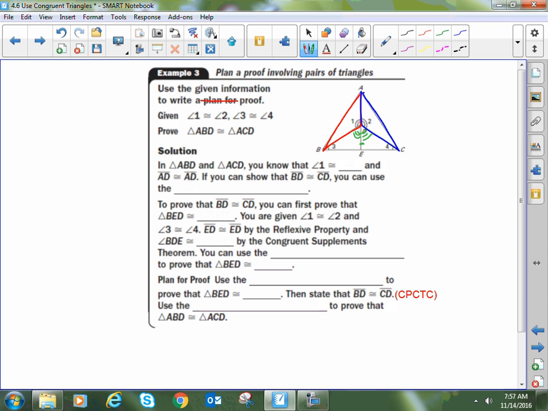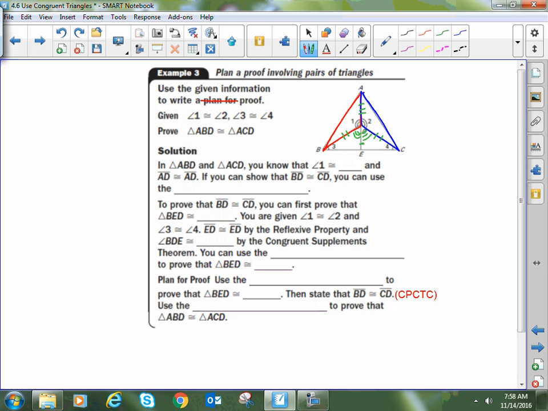So we definitely would be able to claim that BD and CD would be the same according to, let's go ahead and mark those, CPCTC. According to CPCTC, and this side right here, AD, is shared between the red and blue triangle.